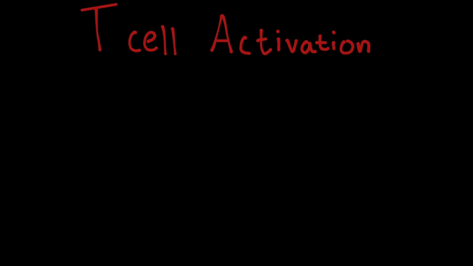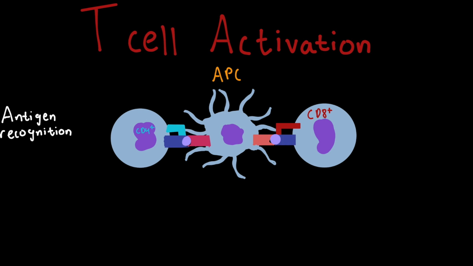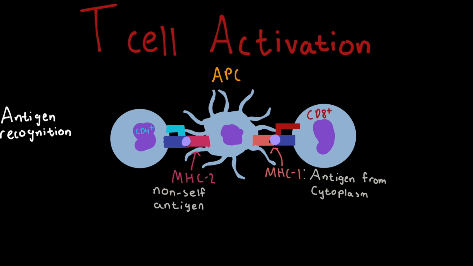Now let's discuss T cell activation. There are 3 steps. The first includes antigen recognition. This starts by our antigen-presenting cells displaying an antigen. Our helper or cytotoxic T cells will come in and attach to that antigen. Now, as we discussed, our helper T cell will have the CD4 receptor, which will bind to the MHC2 proteins found in the antigen-presenting cells, and these MHC2 proteins will carry a non-self antigen.